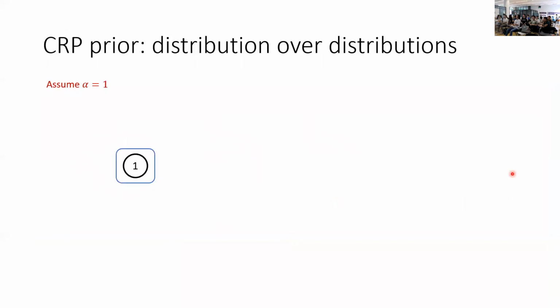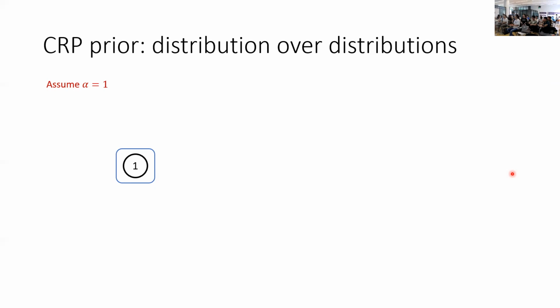So how could we use the CRP as a process to solve our problem of creating potentially infinite categories? What we are going to do here is use the CRP as a prior, as a distribution over distributions. Let me show you how the intuition goes.